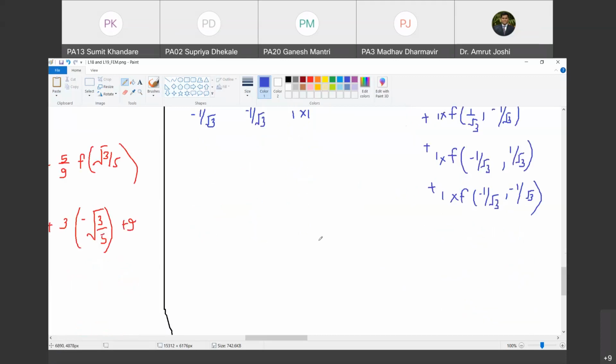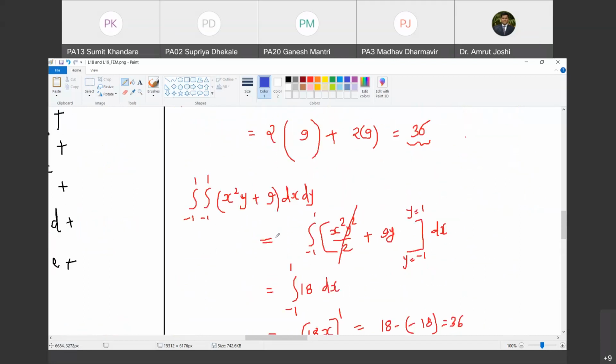So let us calculate these four values. What is f of 1 by root 3 comma 1 by root 3? Let us first calculate what this value will be. Are you with me? Yes, sir.